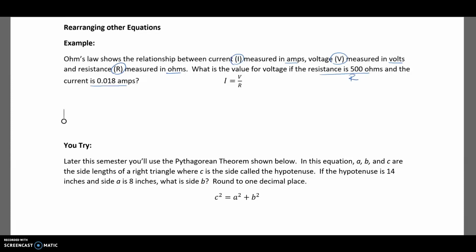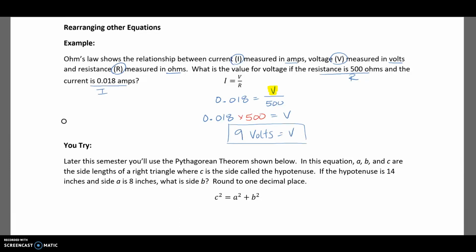R is our resistance, current is the value for I. So if I substitute in 0.018 amps equals, we don't know voltage, over our value for resistance is 500. I'm trying to get my variable V by itself. Right now it's being divided by that 500, so to move that to the other side, I do the opposite operation, or multiply by 500. When you do that multiplication, you get a value of 9 volts.